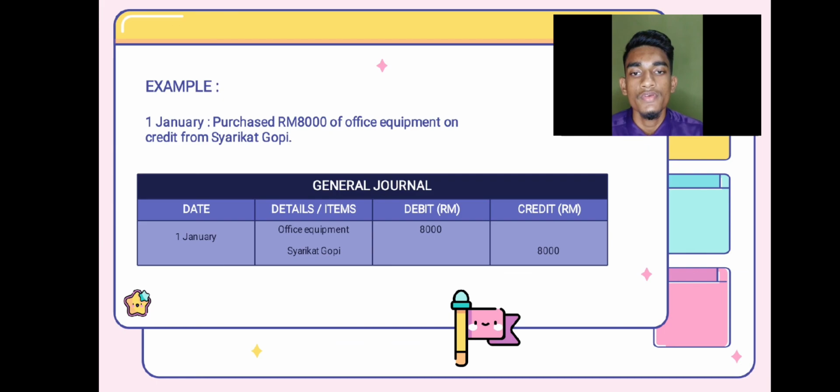After that, we should write the narration. The narration is to record purchase of office equipment on credit. This is an example of general journal.